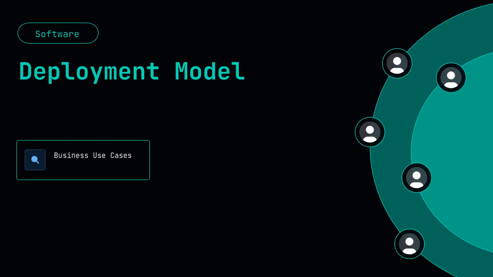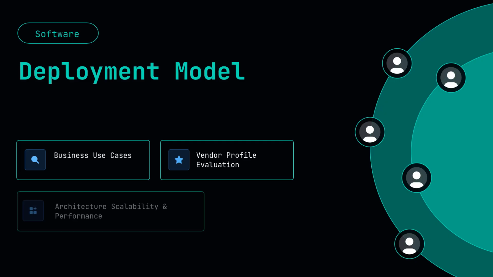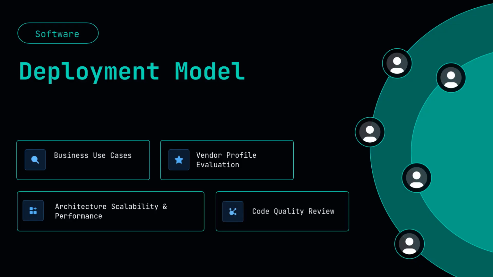Identify the software name and deployment model. Understand business use cases and hosting environments. Evaluate vendor profile, including ownership and market reputation. Assess architecture for scalability and performance. Review code quality and documentation completeness.